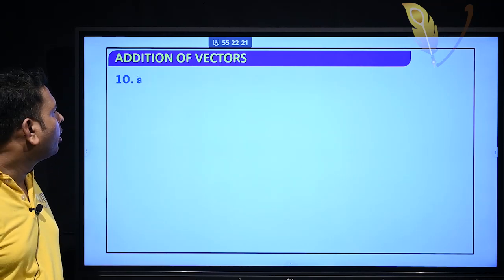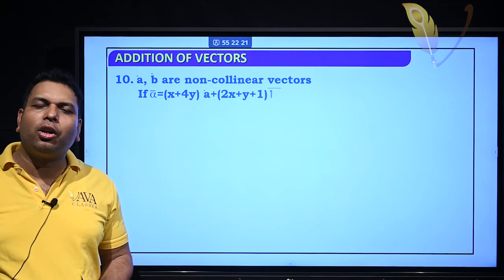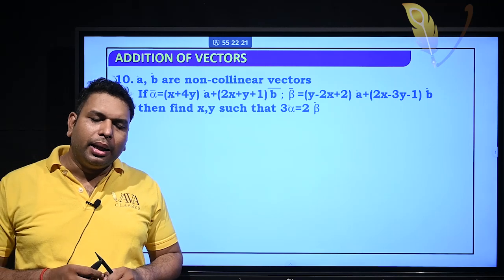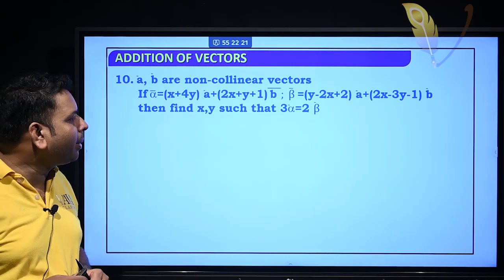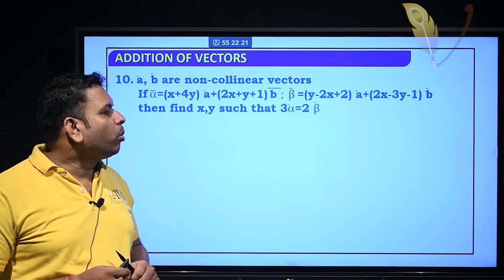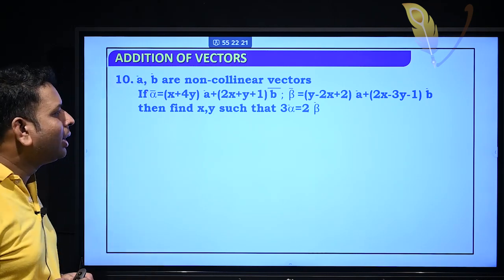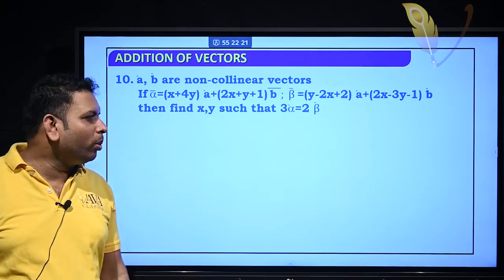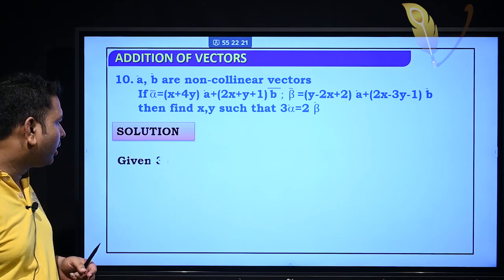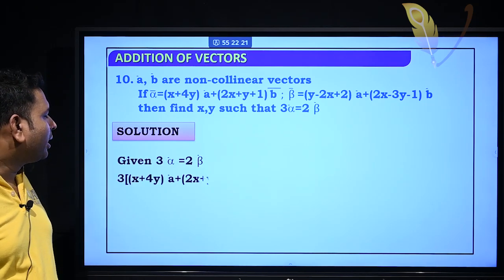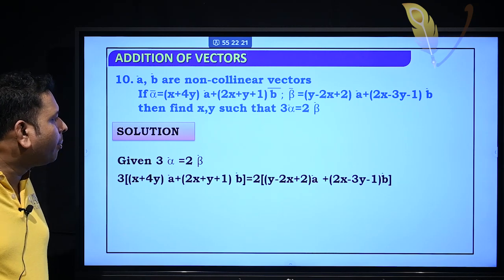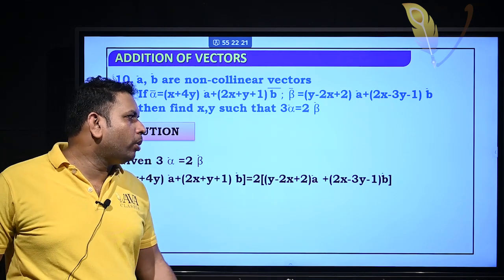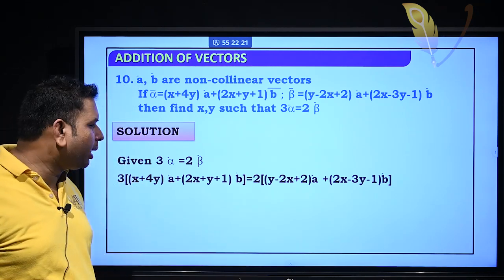Okay. Now question number 10. a, b are non-collinear vectors. If alpha equals x plus 4y a plus 2x plus y plus 1 b, beta equals y minus 2x plus 2 a plus 2x minus 3y minus 1 b, then find x, y such that 3 alpha equals 2 beta. Now solution: given 3 alpha equals 2 beta, that implies 3 times x plus 4y a plus 2x plus y plus 1 b equals 2 times y minus 2x plus 2 a plus 2x minus 3y minus 1 b.